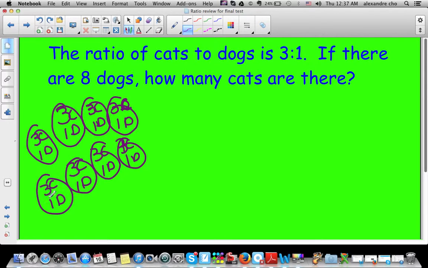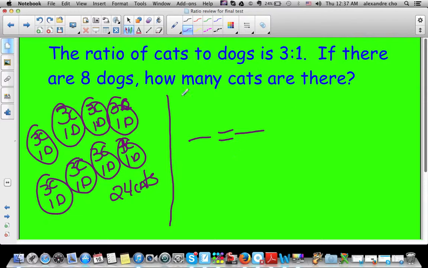I have, let's see how many cats. 3, 6, 9, 12, 15, 18, 21, 24. There are 24 cats. So using pictures, you can come up to the answer. Using a proportion, let's see if we can.